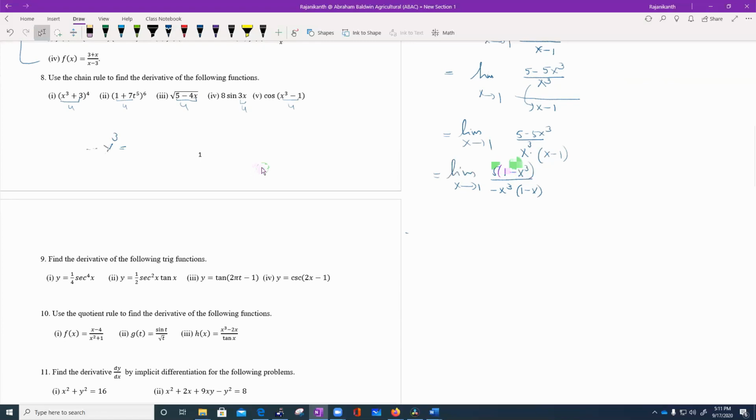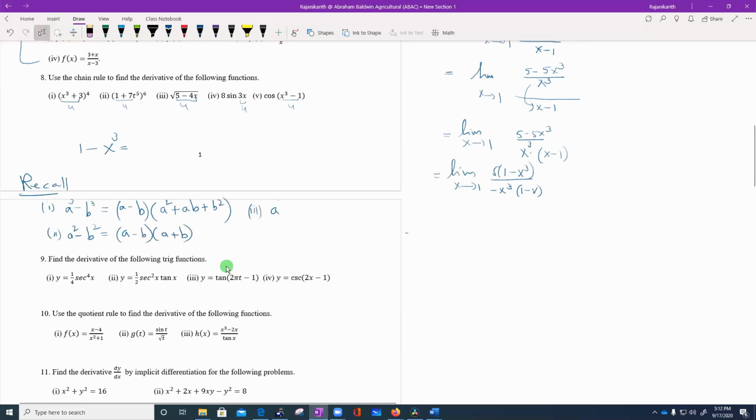You know how to factorize a cube minus b cube. Do you remember? If you factor a cube minus b cube, a and b are any real numbers, this is simply a minus b times a squared plus ab plus b squared. If you factor a squared minus b squared, this is called the difference of squares, and the factoring is a minus b times a plus b. And the third important formula, the factorization of a cube plus b cube, is simply a plus b times a squared minus ab plus b squared.